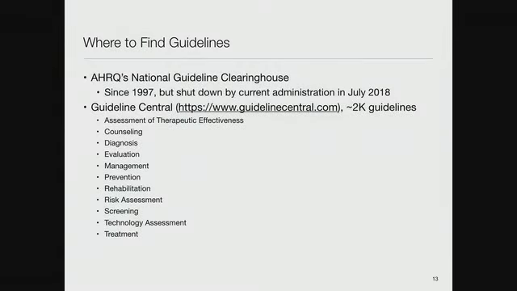There's something called the AHRQ, the Agency for Health Research and Quality. And until the current administration, they ran a national guideline clearinghouse that contained a myriad of these guidelines published by different authorities and was available for people to download and use. There's been an attempt by Guideline Central to take over some of these roles since the government shut down the government-run one. And they have about 2,000 guidelines that are posted on their site.